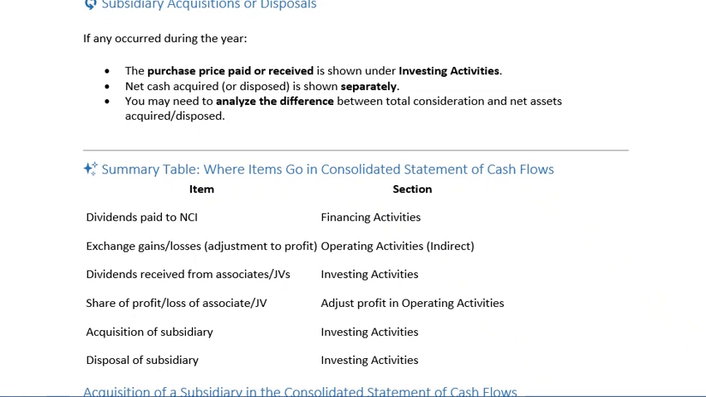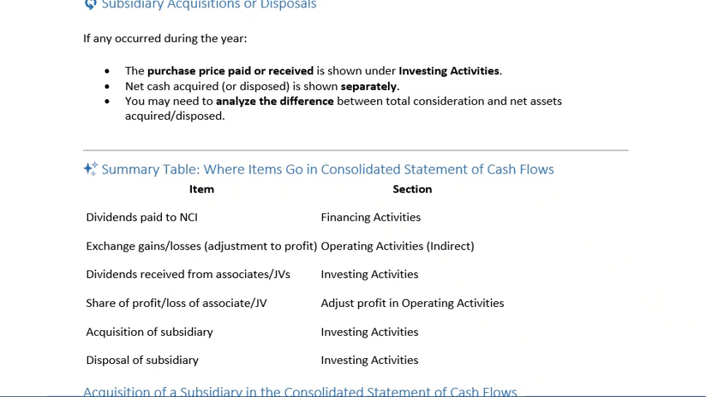For those of you who did the cash flow statements, dividend paid is under operating activities. Dividend received is under investing activities. But for NCI, dividend paid to NCI is financing activities, because NCI are investors in our company. So when we pay them, their money, their investments are used to finance our business.